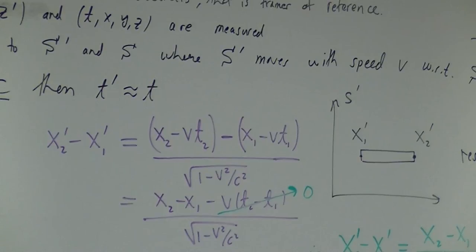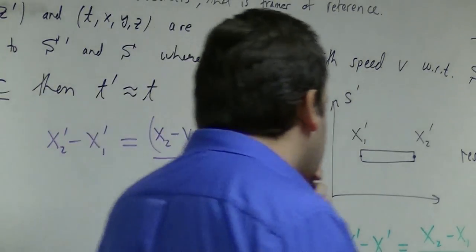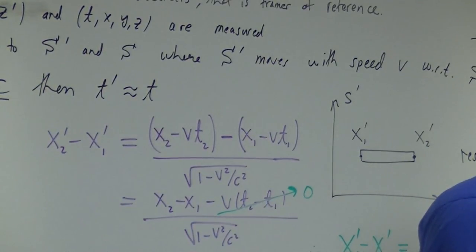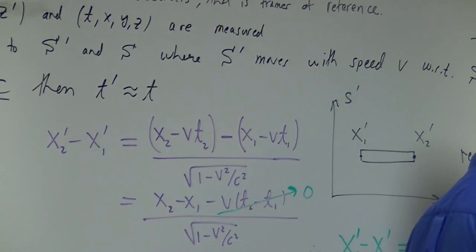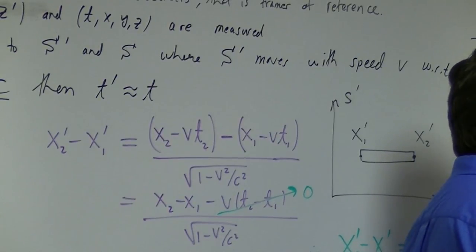It says that the measured length is contracted in the direction of its motion by a factor of the square root of 1 minus v squared over c squared. You're taking 1 and subtracting a number less than 1, so you get the square root of a fraction smaller than 1. So this x2 prime minus x1 prime is the rest length, and the rest length times this factor less than 1 gives you the measured length.